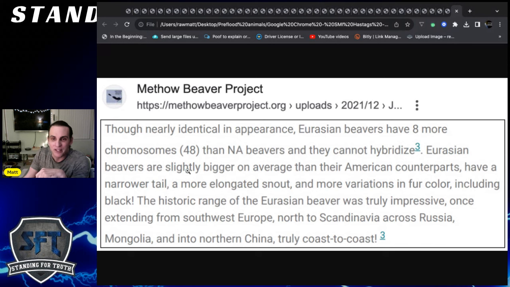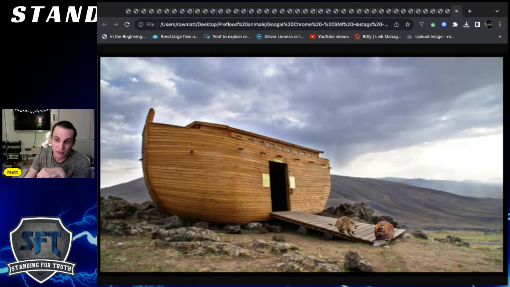And then I went to the Methow Beaver Project, and we read that though nearly identical in appearance, Eurasian beavers have 8 more chromosomes than North American beavers, and they cannot hybridize. So we see, again, genetic loss and genetic entropy where they can't even breed with one another anymore. They've lost information. They've had chromosome fusions. Only one has kept the original amount. And again, unless some random species that went extinct had more, we do not know.